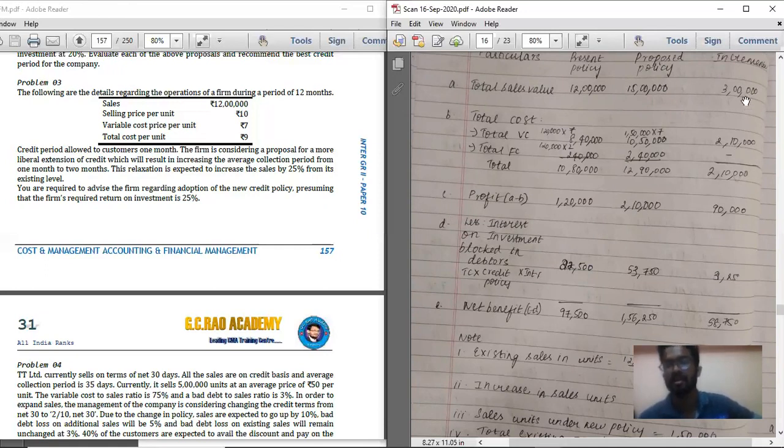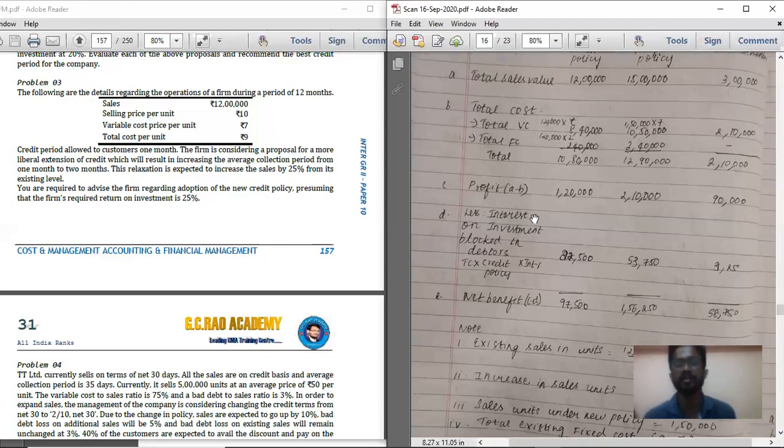Under incremental, 3 lakhs minus 2,10,000, that is 90,000. So the profit made from this product is 1,20,000 under present policy, and under proposed policy it is increased to 2,10,000. So total incremental profit is 90,000. So we have found what is the profit.